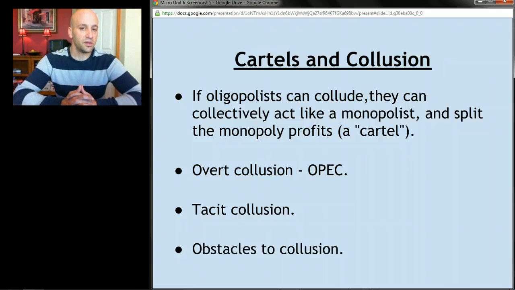Now, there are obstacles to collusion, and I've kind of mentioned both. One is the fact that it's illegal, and the second is the fact that firms in these situations tend to cheat on these deals.